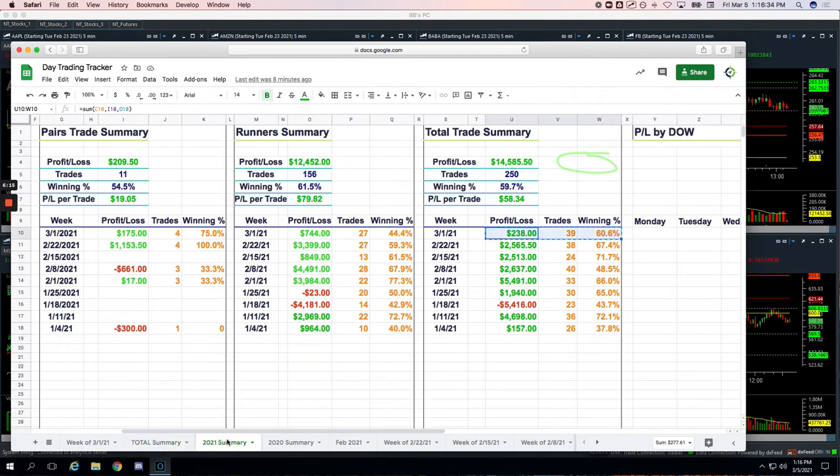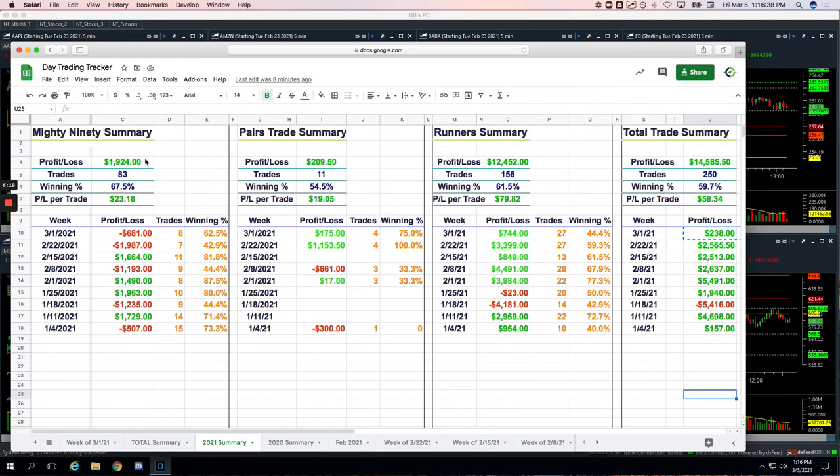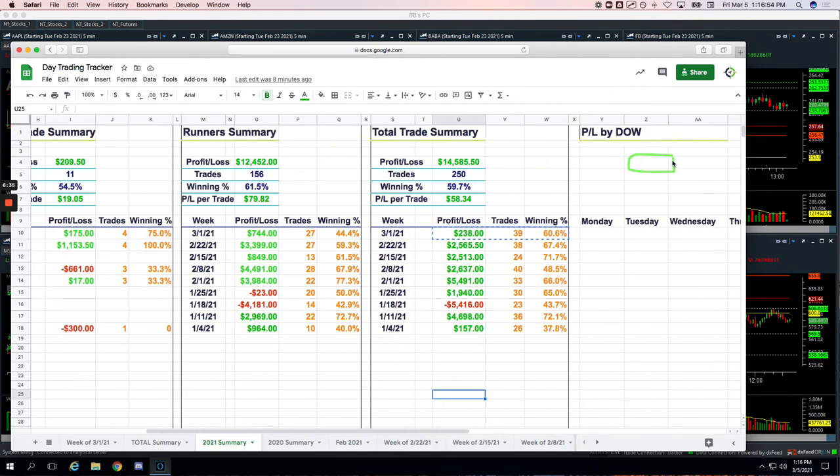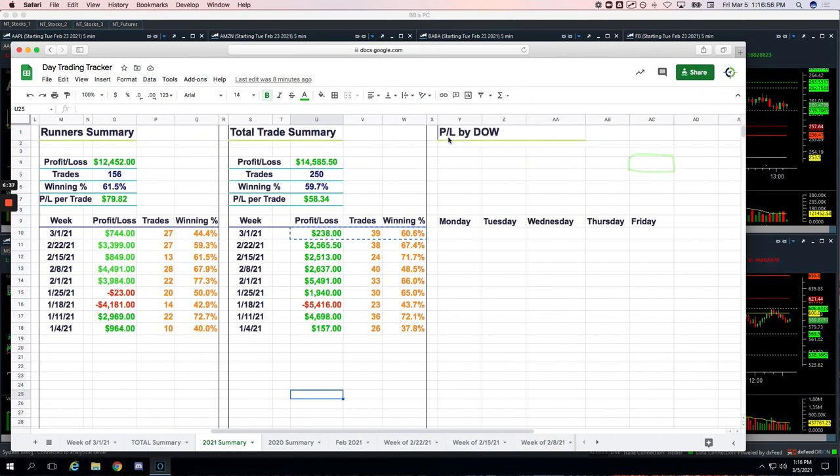If we look at our year-to-date summary, we've got just since the beginning of 2021, a little over 1,900 in Mighty 90s, a little over $200 in pairs trades on just 11 trades. Runners, 12,452. So total profit year to date, 14,585.50.